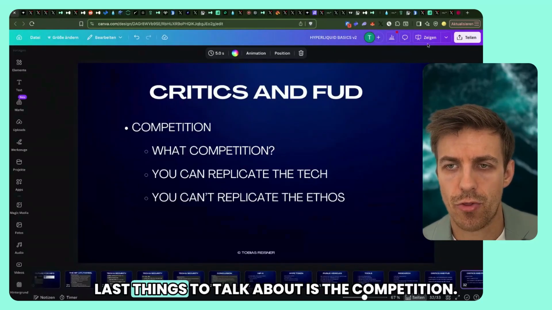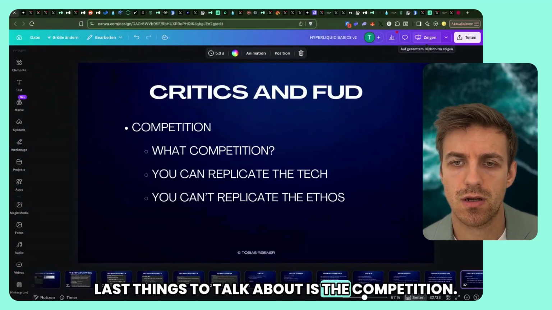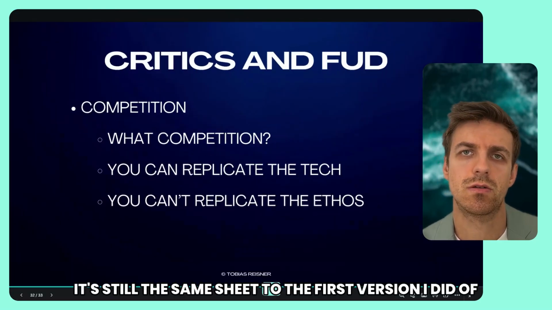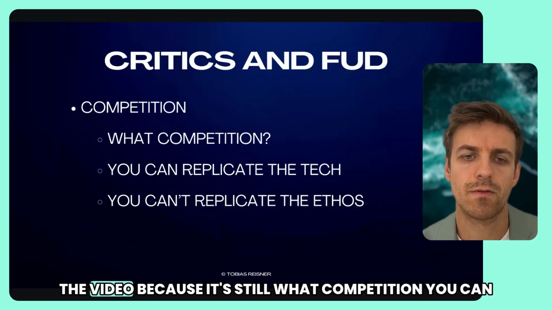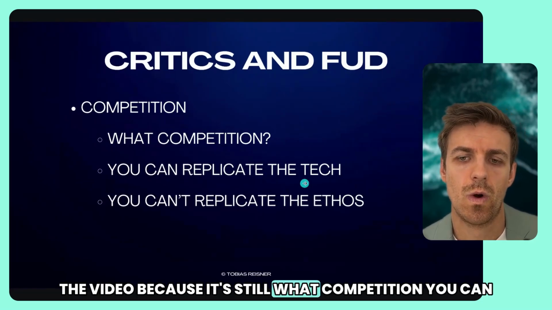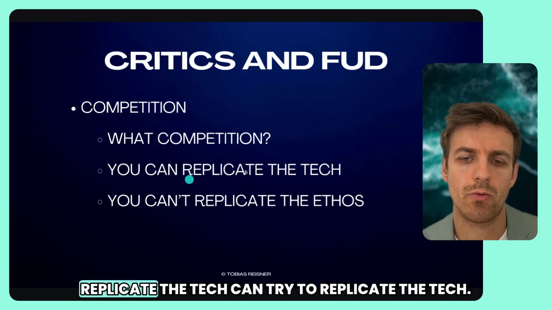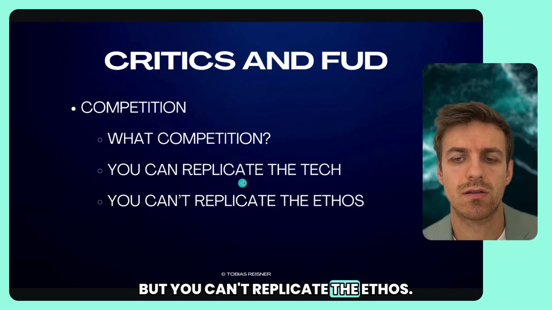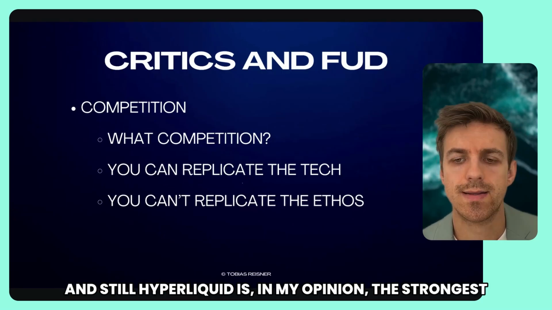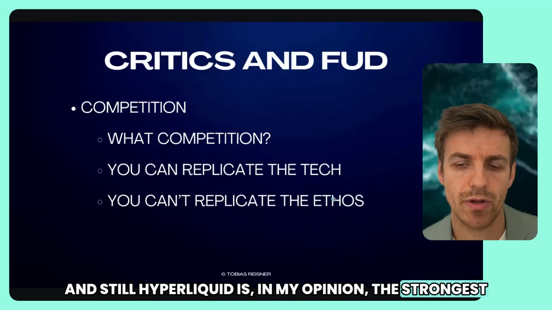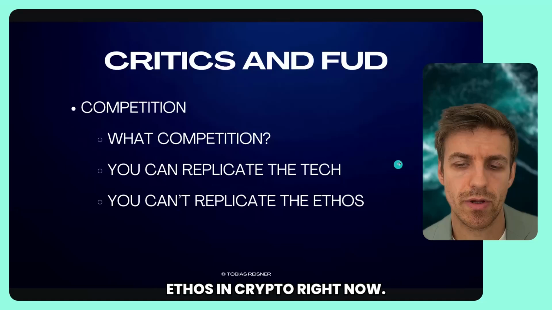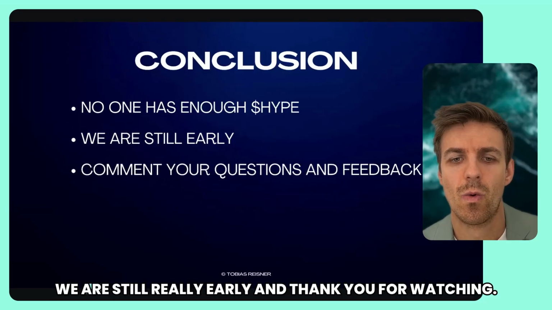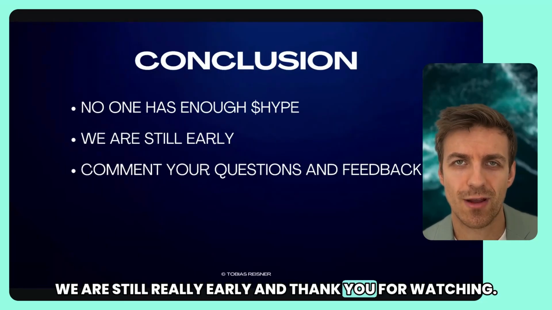The last thing to talk about is the competition. I didn't change this sheet. It's still the same sheet as the first version of the video, because it's still what competition is. You can try to replicate the tech, but you can't replicate the ethos. And still, Hyperliquid is, in my opinion, the strongest ethos in crypto right now. And so, conclusion: no one has enough hype. We are still really early.